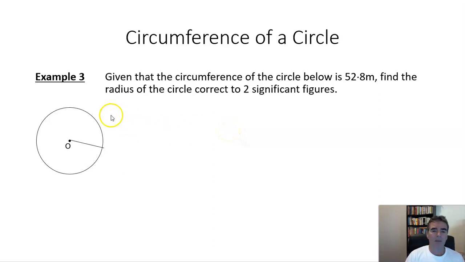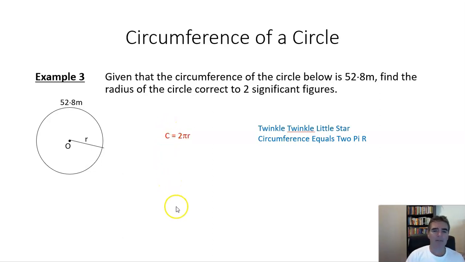So circumference. So let's put in what we know. So we know that the circumference on our diagram is 52.8, and we're trying to find this radius. So circumference, twinkle, twinkle, little star, circumference equals 2 pi r. So let's write our formula down. Circumference equals 2 pi r. Now, substituting what we know.